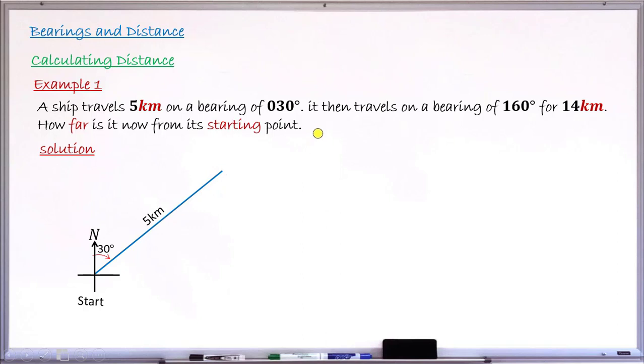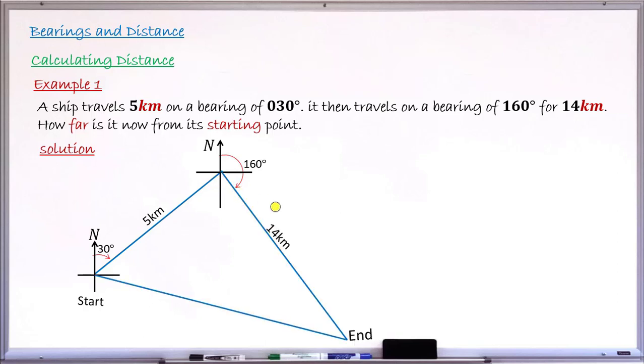From this place, it then travels in another different direction, that is 160 degrees for 14 kilometers. So there, I will mark my cardinal points here, so that I'll be able to take this bearing 160 degrees. Starting from the north line, taking angle 160, it will now be in this quadrant. Look at the angle 160 degrees. So this is the new direction it takes. I will now draw a line, and this line travels 14 kilometers.